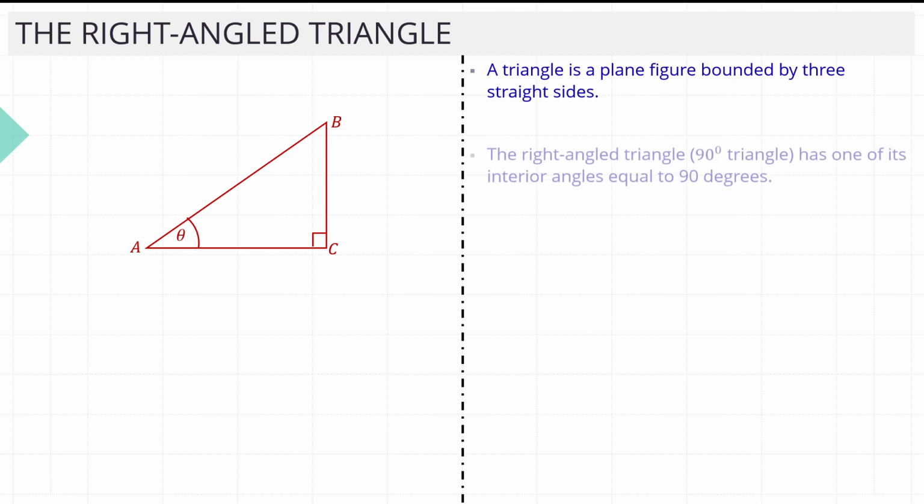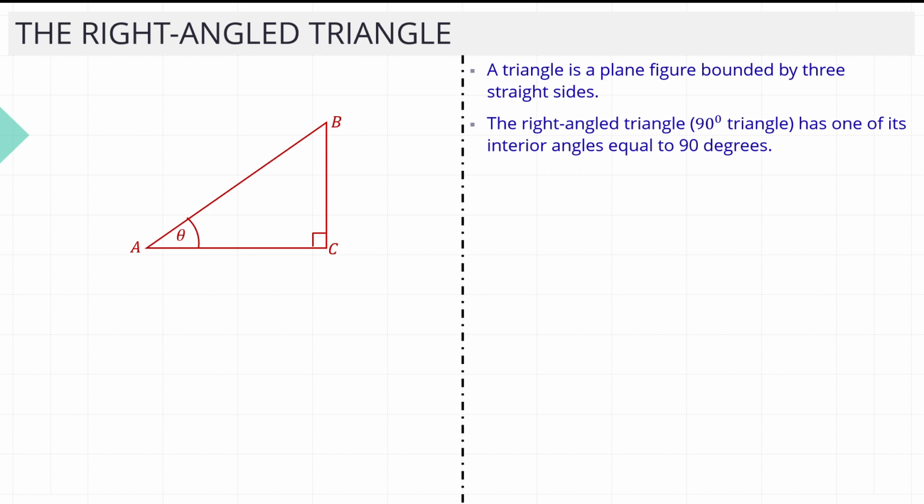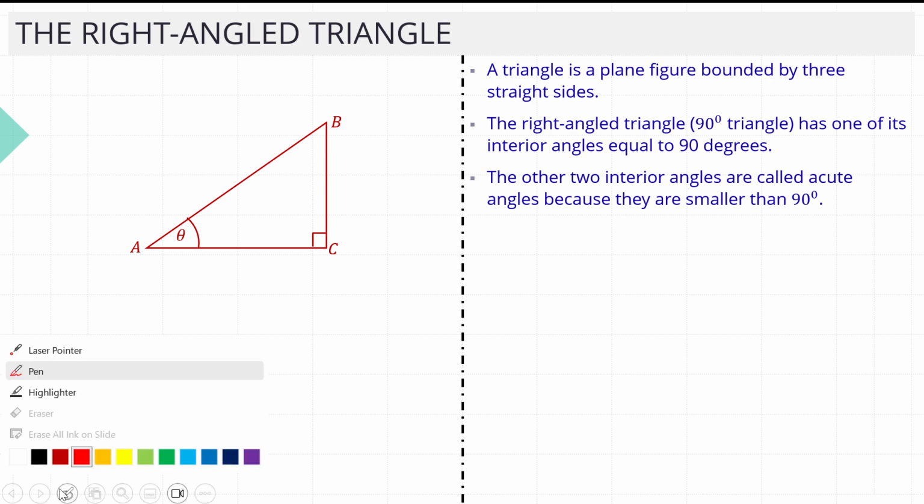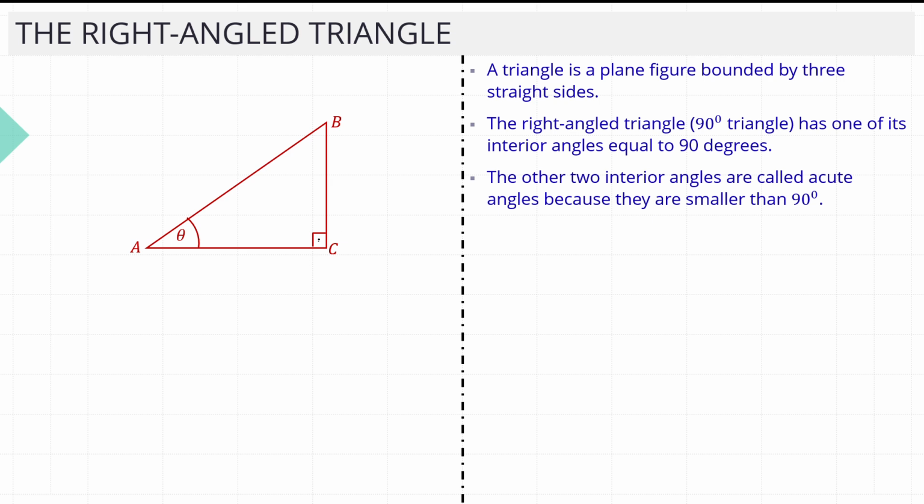Now, if one of the interior angles of the triangle is equal to 90 degrees, then we refer to this triangle as the 90 degrees triangle or the right angled triangle. And the two other interior angles of this right angled triangle are called acute angles because they are smaller than 90 degrees. So the figure we have here, we are referring to the angle at C as a right angle.